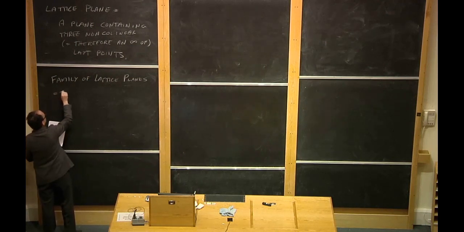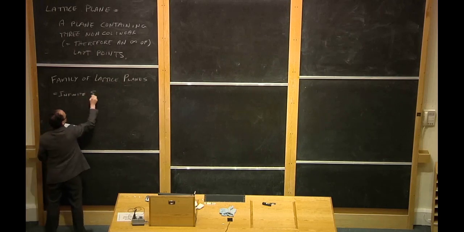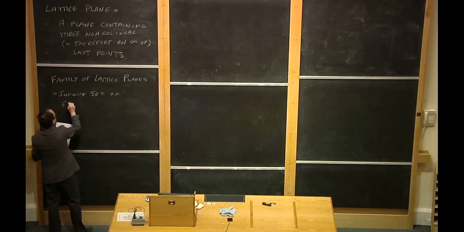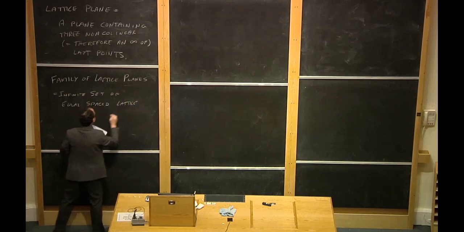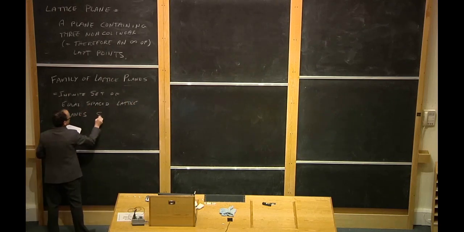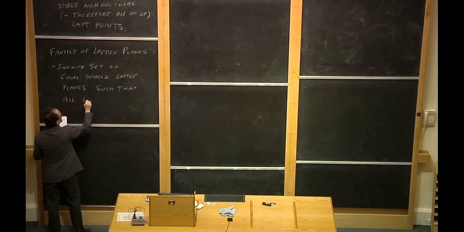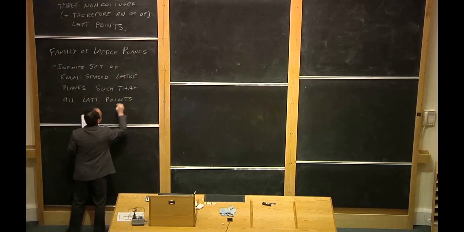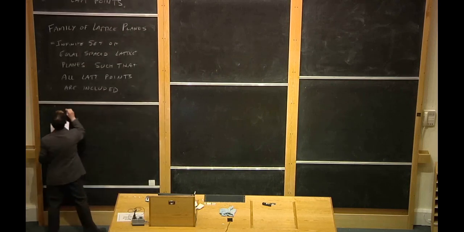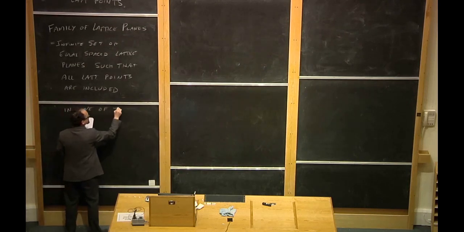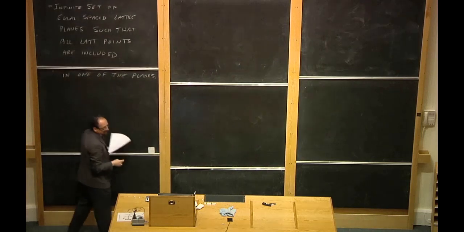Family of lattice planes equals an infinite set of equally spaced lattice planes such that all lattice points are included in one of the planes. Let me know if my writing starts getting to be too messy to read.